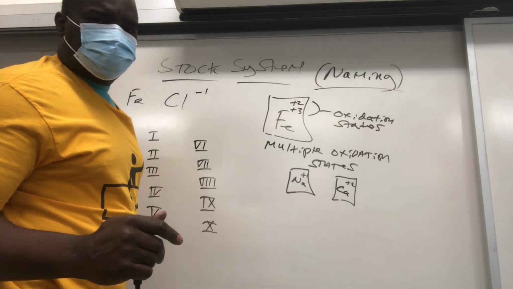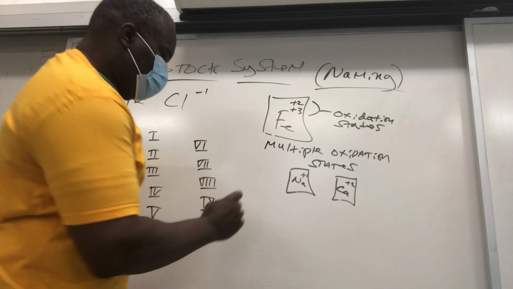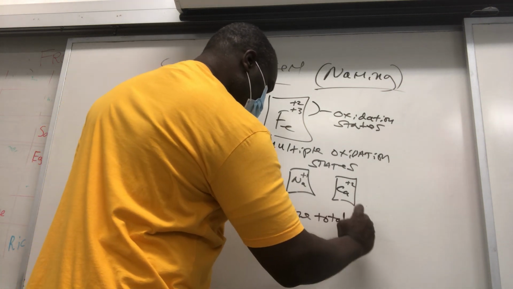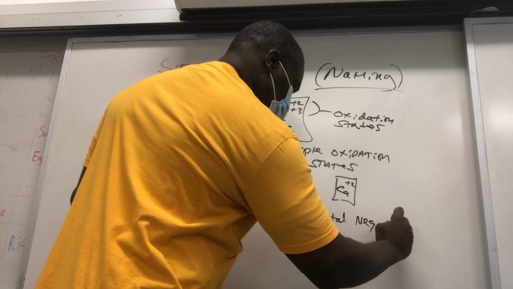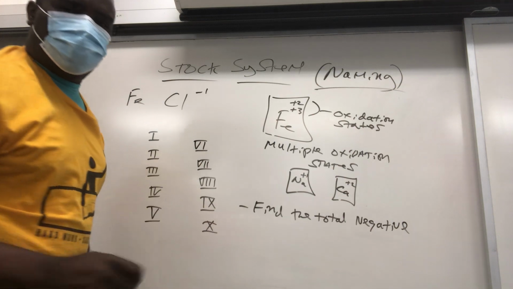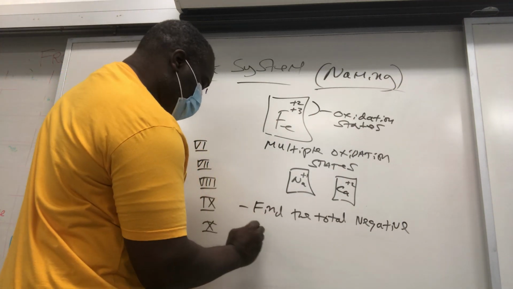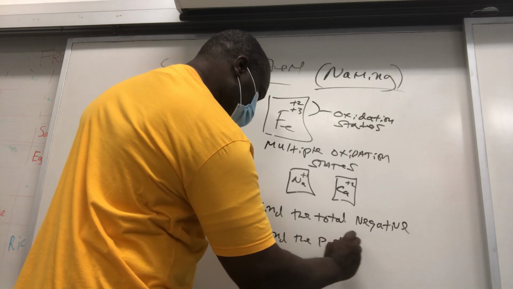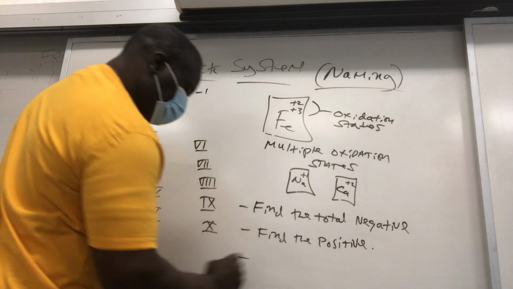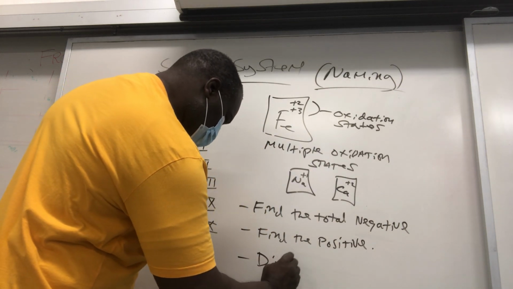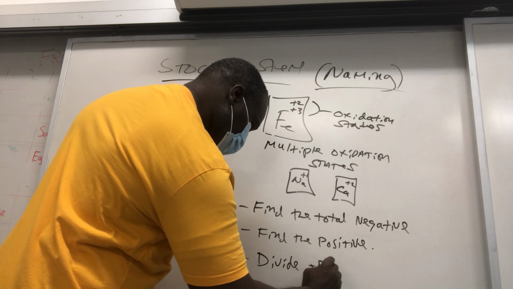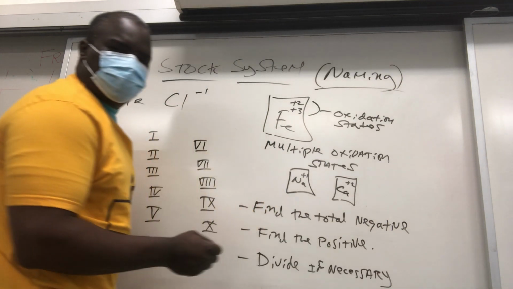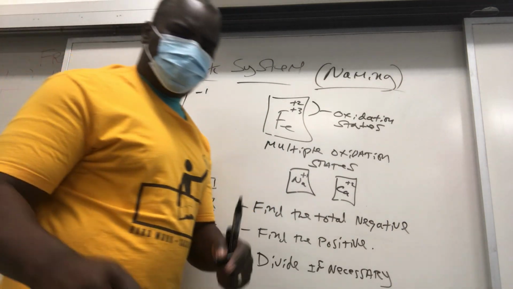Now the rule is this, folks. What you do is you find the total negative charge first. We'll do some examples if you don't quite get what I'm saying right now, but we'll find the total negative charge first, then we'll find the positive charge. And the third step is divide, if necessary. So rather than talking about these steps, let's do some examples and incorporate them. Okay, so moving on.